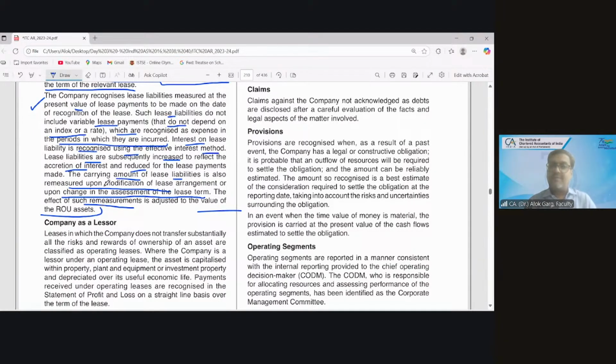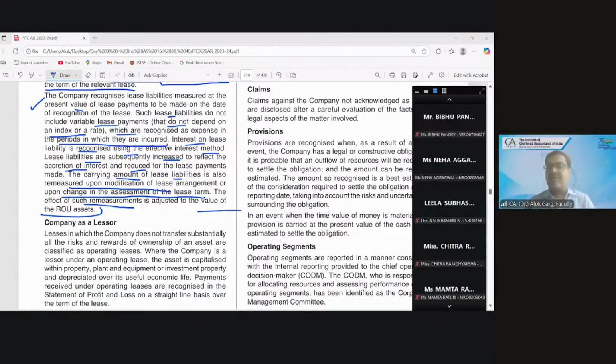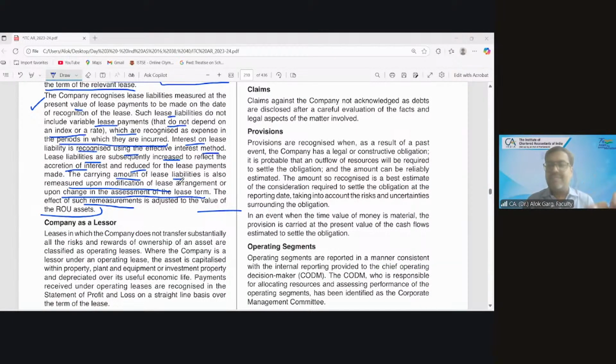Have we done this part also, Neha? Have we done this? Yes, sir, modification accounting. So each and every line item of this ITC annual report we have covered in our preparation as a student of CA Final.